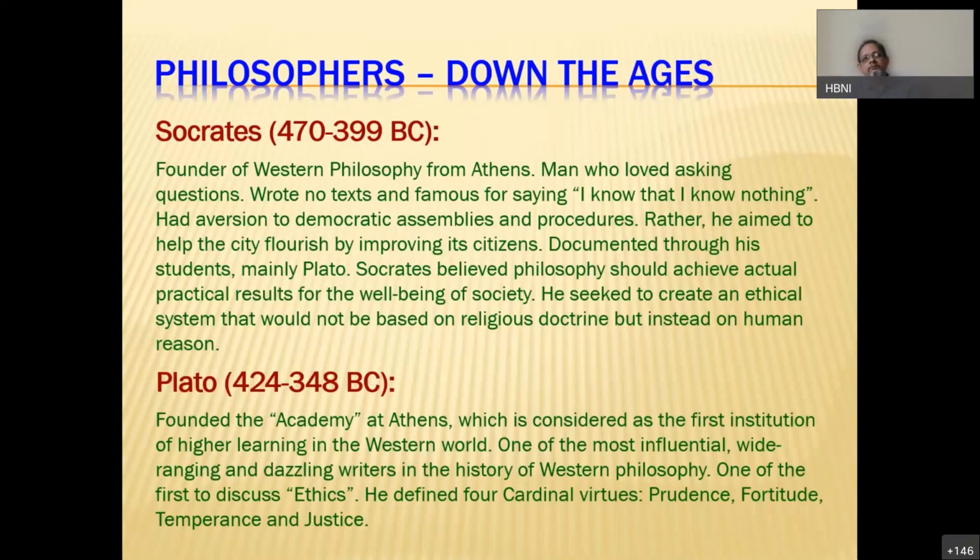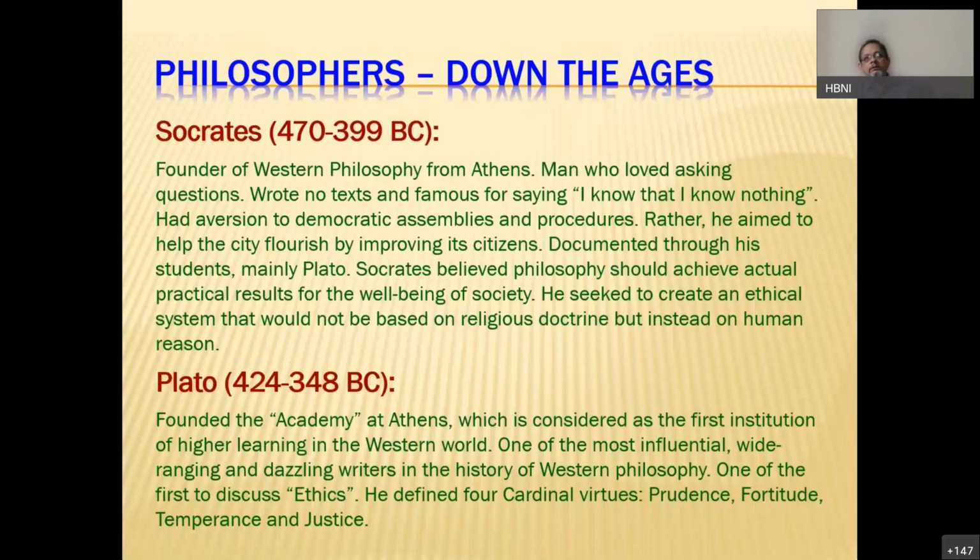Okay, then we have Plato, who was a student of Socrates. And Plato was the guy who founded the first so-called institute of higher learning, or a university as we know it these days. He called it the Academy, and he established this at Athens. Plato happens to be one of the most influential, wide-ranging, and dazzling writers in the history of Western philosophy. Okay, and he wrote down a lot of things. In fact, whatever we know about Socrates, we know through Plato's famous treatise, which is called the Apology and the Dialogues.